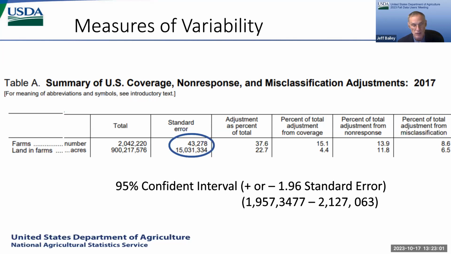And you can see from the calculation there on the screen how we can calculate a 95% confidence interval. And when you do that, the confidence interval shows a range of 1.957 million to 2.127 million. When you take the standard error and divide it by the estimate, we also get coefficients of variation, or CVs as we refer to them. The CVs for all items are published in the QuickStats database, our online database of estimates. So that gives you, for each item, the measure of error for each of the items.